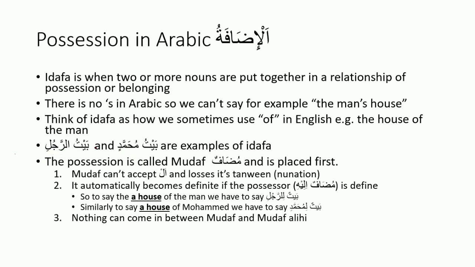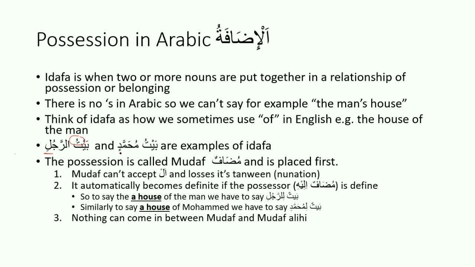The first thing to notice is Mudaf can't accept alif lam and it loses its tanween. So it's Baytu, just one dhamma. And the second part is that the Mudaf ilayhi becomes genitive, gets a kasra, Baytur Rajuli. Another thing to notice is that even though Bayt doesn't have alif lam, the mere fact that the Mudaf ilayhi has alif lam, or is definite, makes the Mudaf automatically definite, the house of the man.